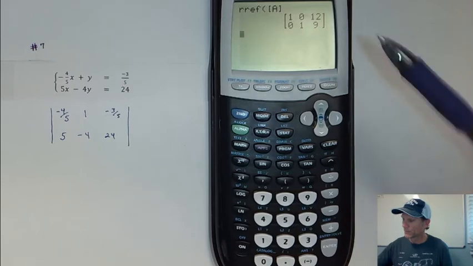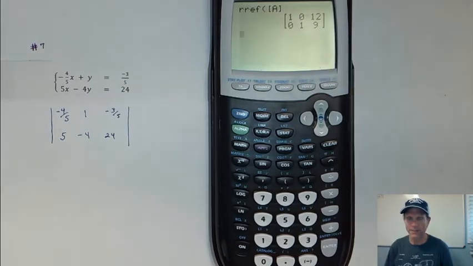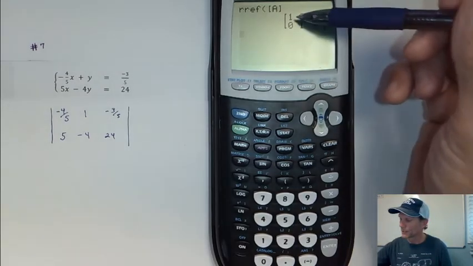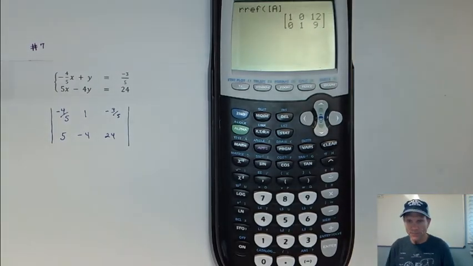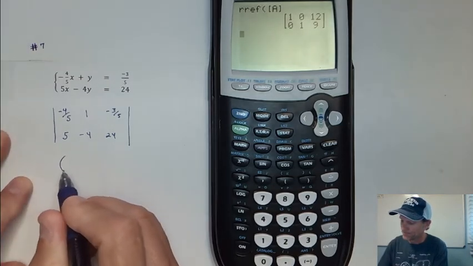Okay. What I'm looking for is this diagonal 1, 1. And I have it on the back of your note packet how to read these and determine whether it's one solution, no solution, or infinite solutions. But if we get this 1, 1 here, that means it's one solution, and the solution is 12, 9. So the two lines cross at the point 12, 9. Okay.